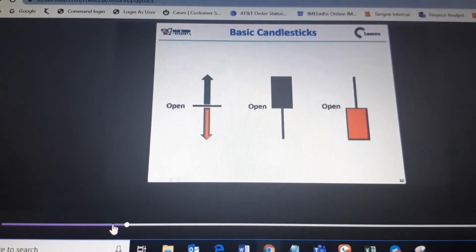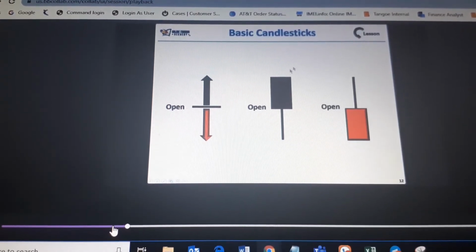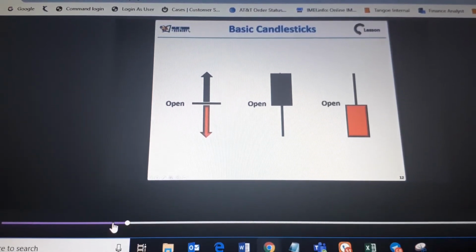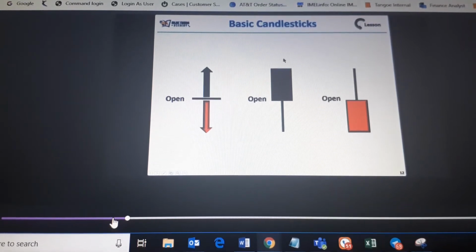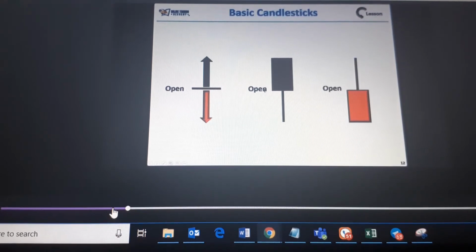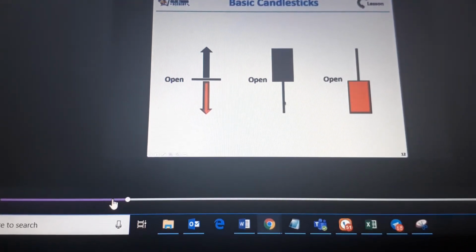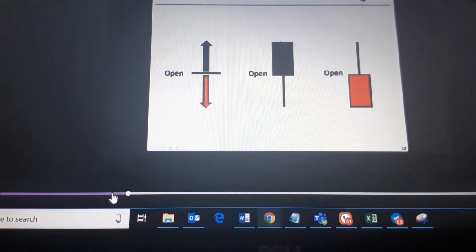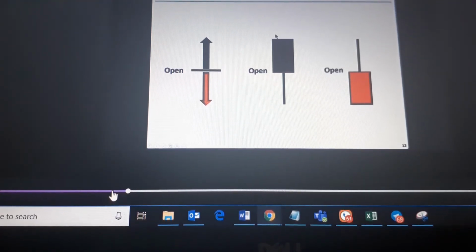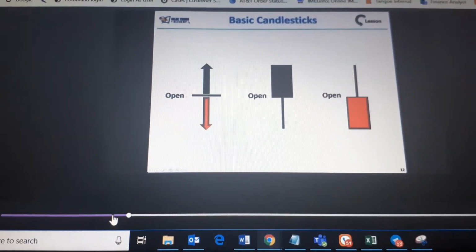Now you might see a candle which doesn't have a top shadow or a top wick. Why has this happened? Because the price opened at 100, it went all the way to 90. Again the buyers came in and took the price up and they closed at 110. So here the high and the close are the same for this candle.